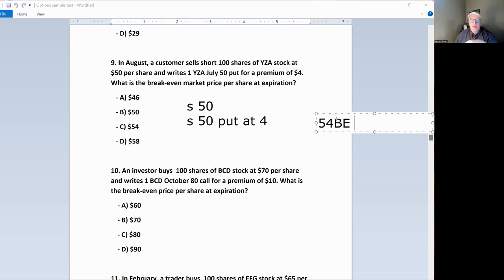Remember, it's about the stock. Stock is king. Stock is everything, people. Bullish or bearish is based on the stock, and the break even is based off the stock plus or minus the premium. Boom, boom, boom. We love this. We're going through this. We're knocking it out.